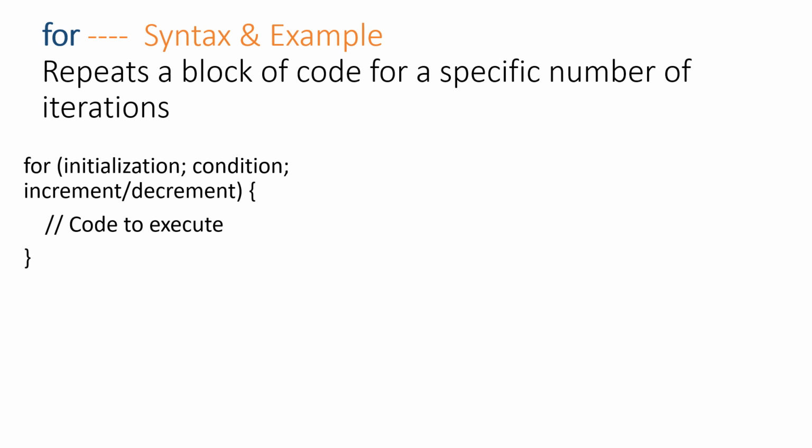So as you know, the for statement repeats a block of code a specific number of times, and the syntax you can see is for, initialization semicolon, condition semicolon, increment or decrement option, and then it goes for the execution of the block of statements.